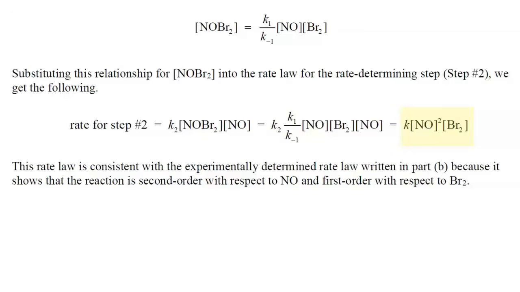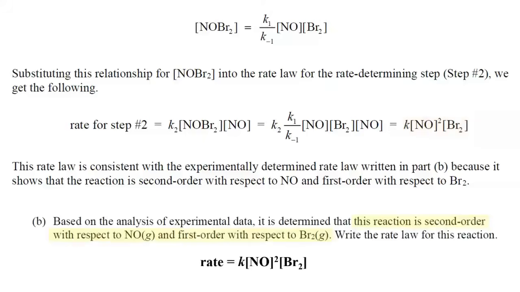And now, is this a good rate law? Yes, absolutely. And why? Because it is consistent with the experimentally determined rate law that was written in Part B. It shows that the reaction is second order with respect to NO and first order with respect to Br2. So it matches. So what we did was to substitute for that intermediate. We got rid of it so it would no longer appear in the rate law, and now everything looks good with that rate law. All right, let's move on to question 15 of the packet.